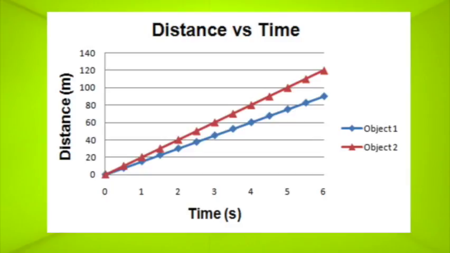One way to show how different objects travel is to make a graph of distance versus time. In the graph that you see here, object 2, which is in red, traveled farther than object 1, which is in blue, in 6 seconds. This means that object 2 traveled faster than object 1.